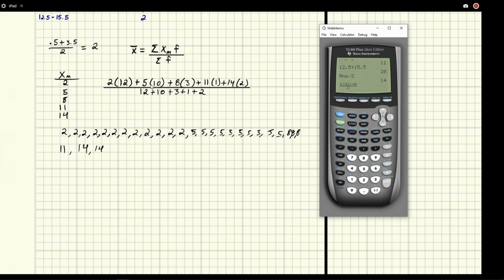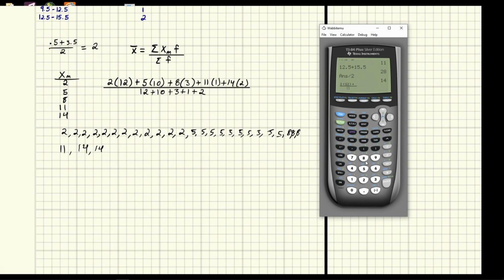This is easy enough that you could just do the math and type it in the other way too with parentheses. 5 times 10 plus 8 times 3. Just write it exactly as we have there, plus 11. 11 times 1 is just 11, so I'm just going to leave that one out. 14 times 2 over 12 plus 10 plus 3 plus 1 plus 2. So 1 plus 2. So we get out a number.